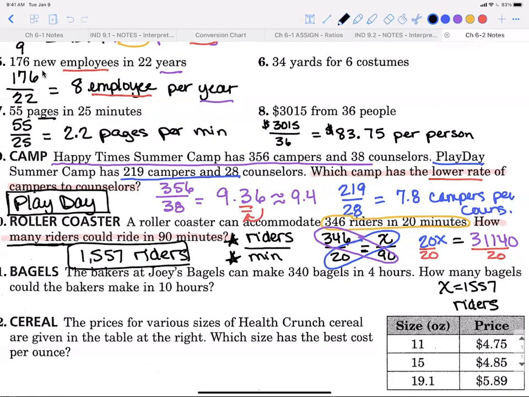There we go. Okay. These are going to be a lot of work to get to an answer. Circle your answer, but you still have to show all of your work. Okay. All right.